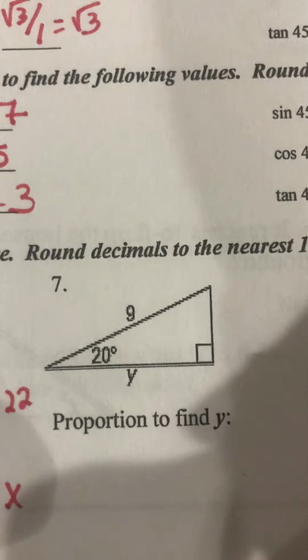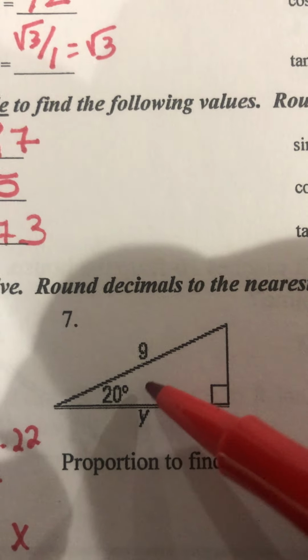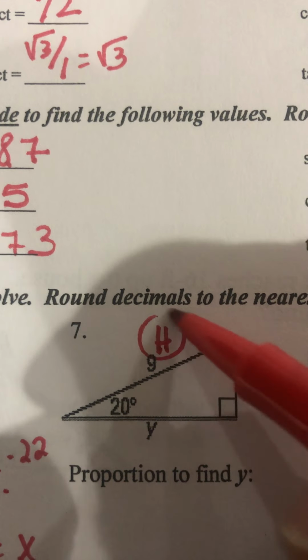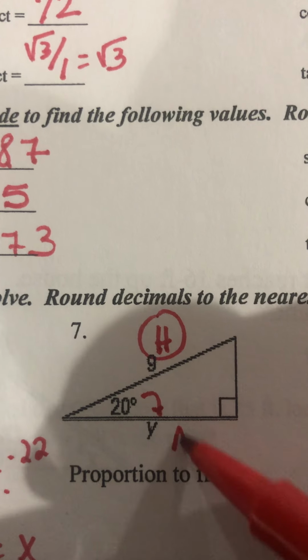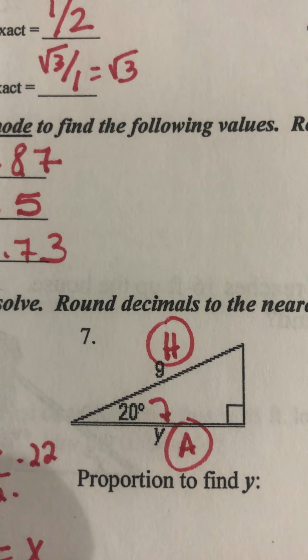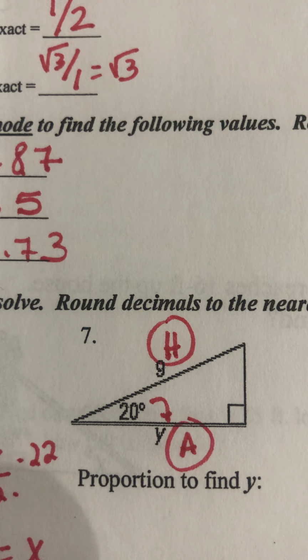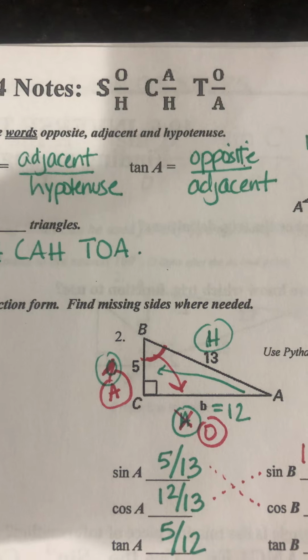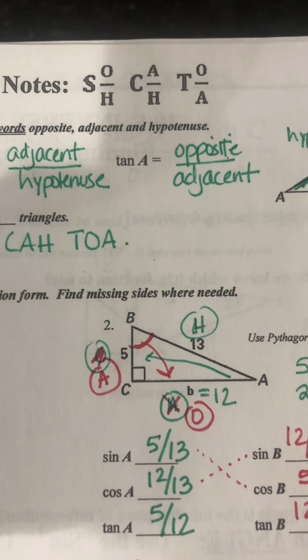Now, you know I'm fair, right? So I'm probably going to have one of each. Like that was a SO problem. This has got 9 as the hypotenuse compared to the 20 degrees. That's the adjacent. So would that be a SO, a CA, or a TOA? With an A and an H. You're right, it's a CA, or a cos problem.